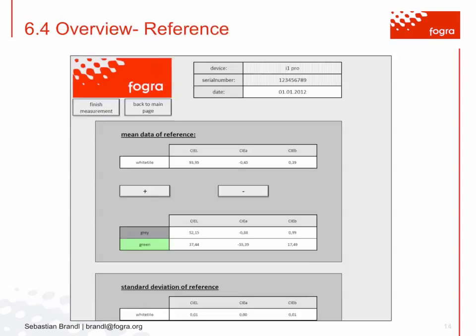This is again the overview, the compact overview of the white tile, and the plus and the minus symbols here are there to present the additional information or just to not hide it. You see here the LAB average values of the white tile and the standard deviation of that reference established by means of the 10 readings at the beginning.